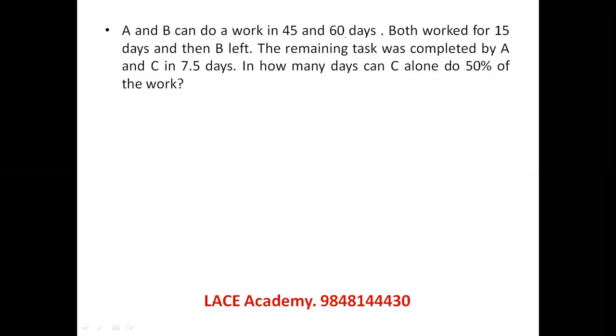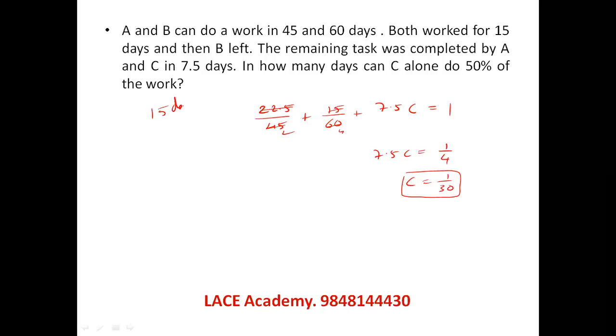A and B can do the work in 45 and 60 days. Both worked for 15 days. Then B left. So we can say A worked totally for 22.5 days with 1 by 45 efficiency. B worked only for 15 days with 1 by 60 efficiency. And C worked for 7.5 days with his efficiency, which is not known, and they are completing one work. So we can say this is 1 by 2 and this is 1 by 4, which is 3 by 4. So 7.5 C is equal to 1 by 4. So C equal to 1 by 30. So he can complete the full work in 30 days. Now he's asking C alone can do half of the work in how many days? 15 days.